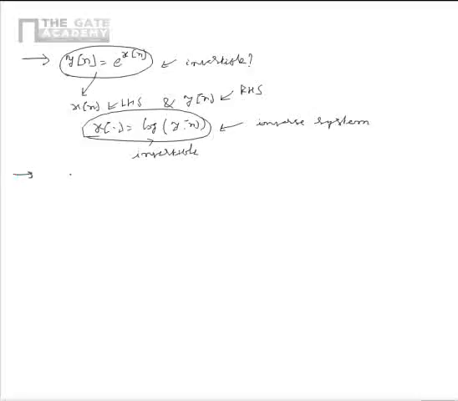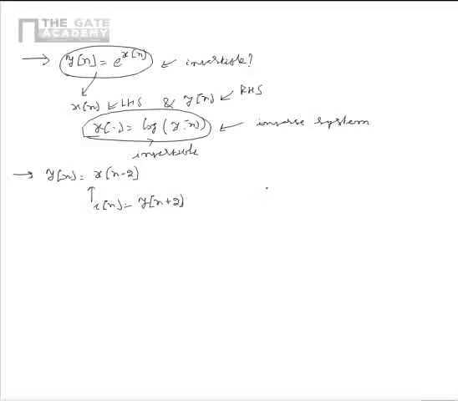Now, let us consider another system. y of n is equal to x of n minus 2. We have to find if this system is invertible. On seeing the system, we can say that the inverse system of the above can be x of n is equal to y of n plus 2.